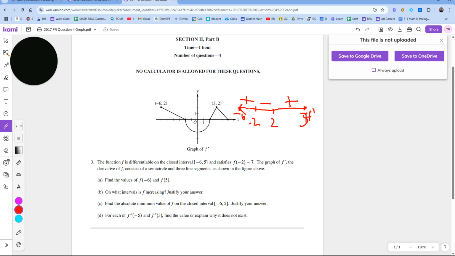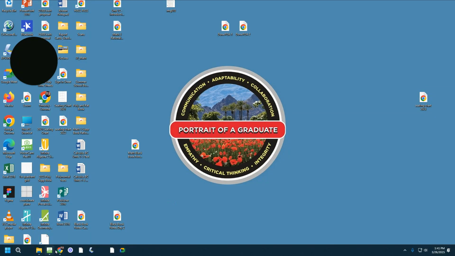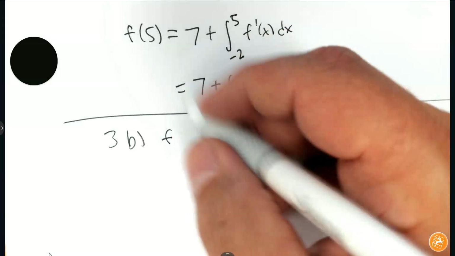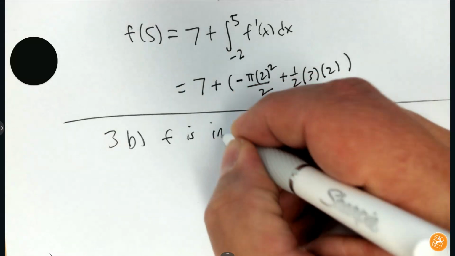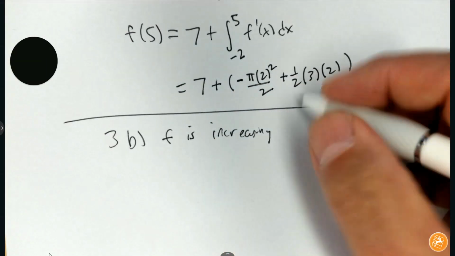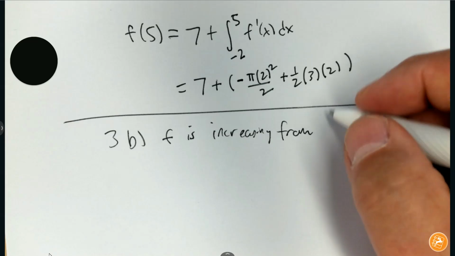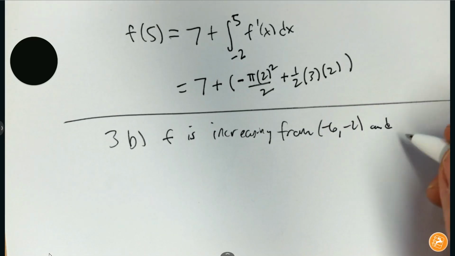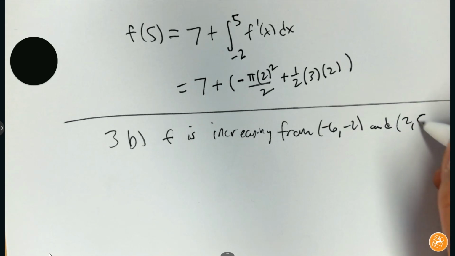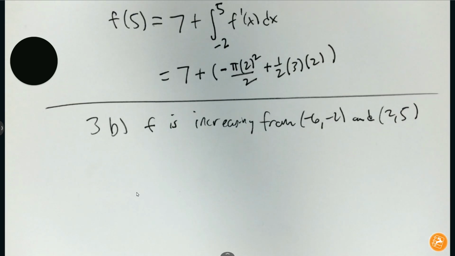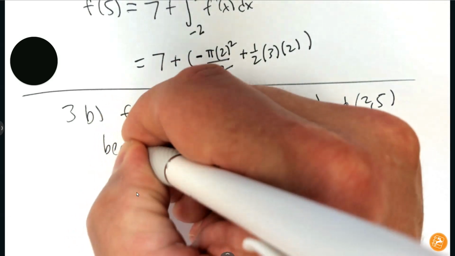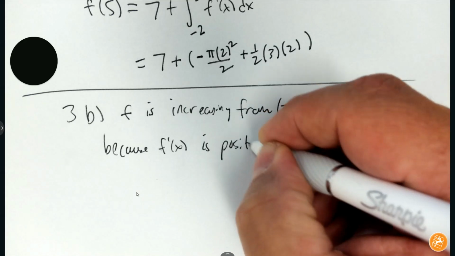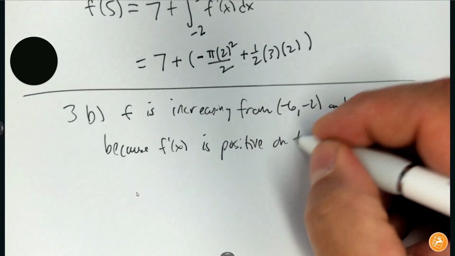So we're going to write down what we said. So f is increasing, and the intervals, which we just said was -6 to -2 and 2 to 5. And then we're going to say why. So we're going to say that, and then we're going to say the word because. And then tell me why we said that. And that's because the derivative is positive on those intervals. Done.